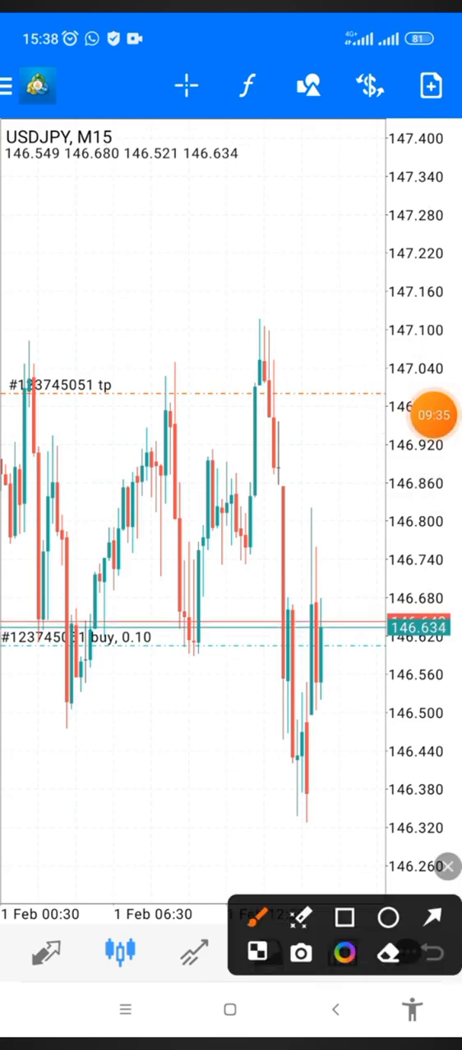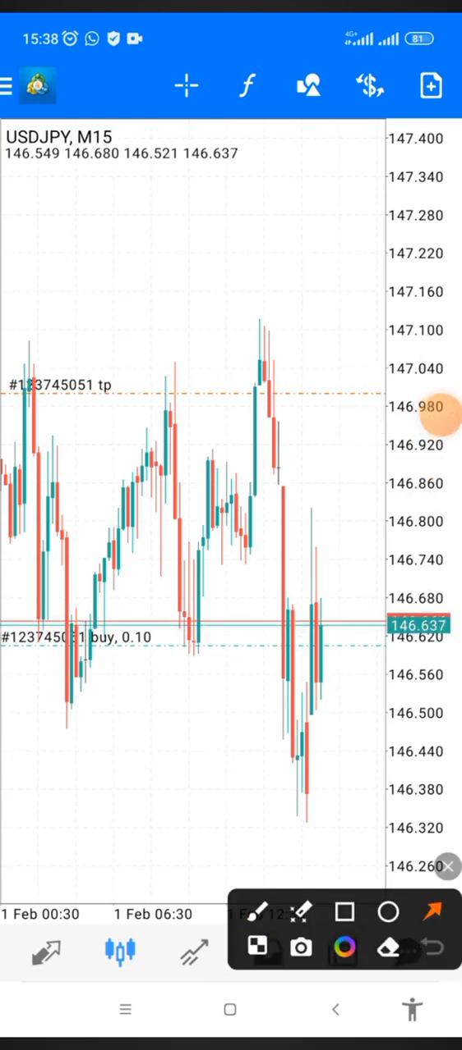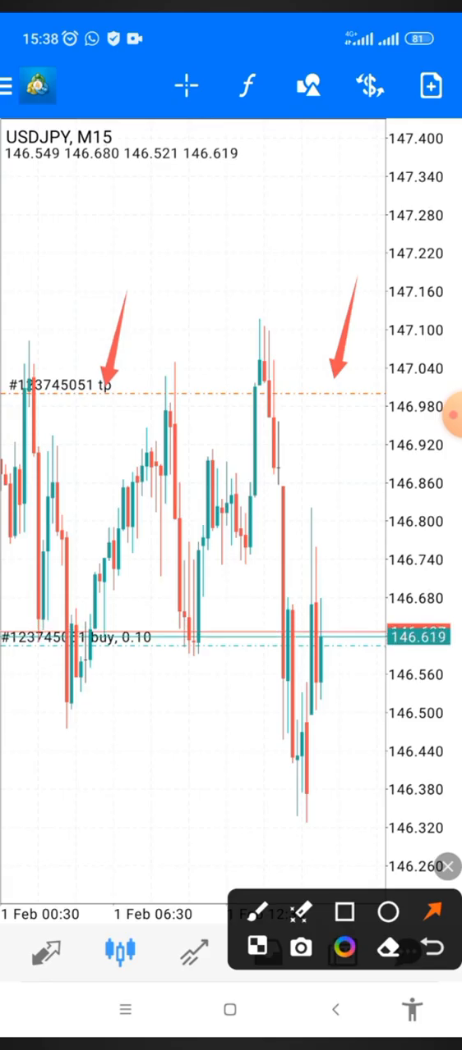Now the line you see up there is your TP. This red dotted line you see up there, that is your TP. If you look at it, you may even see TP at the end of the numbers. So that is your take profit price.